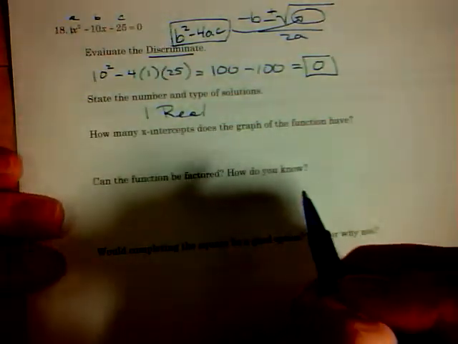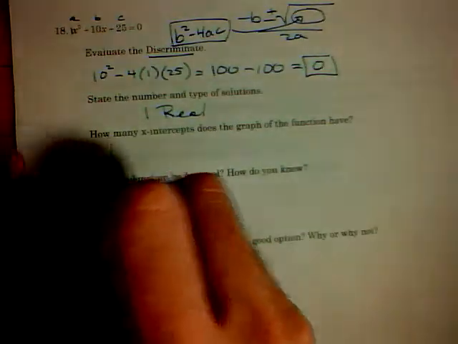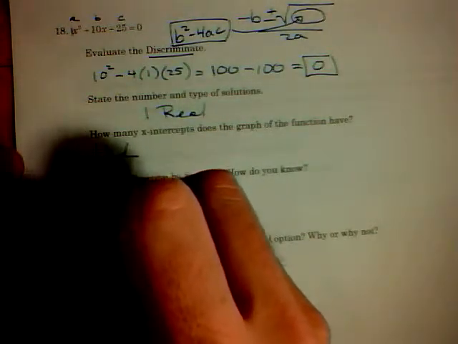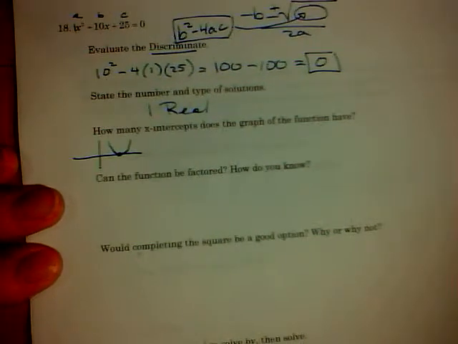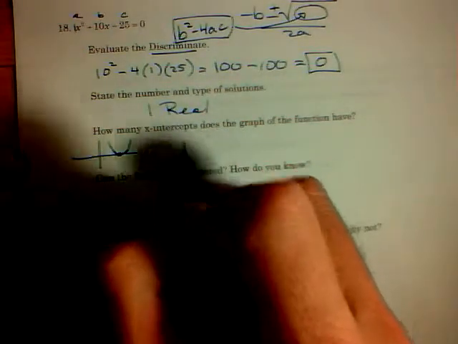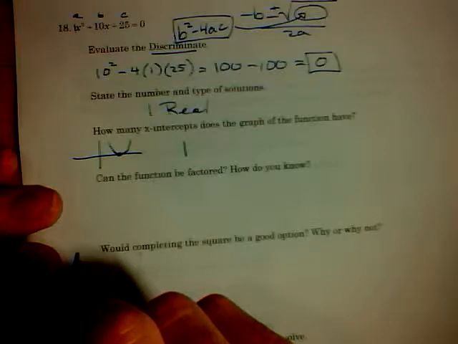Now, how many x-intercepts will your graph have? Well, if there's one real solution, you'll have one x-intercept, because the graph of that parabola would only touch the x-axis once. So we're going to have one x-intercept.